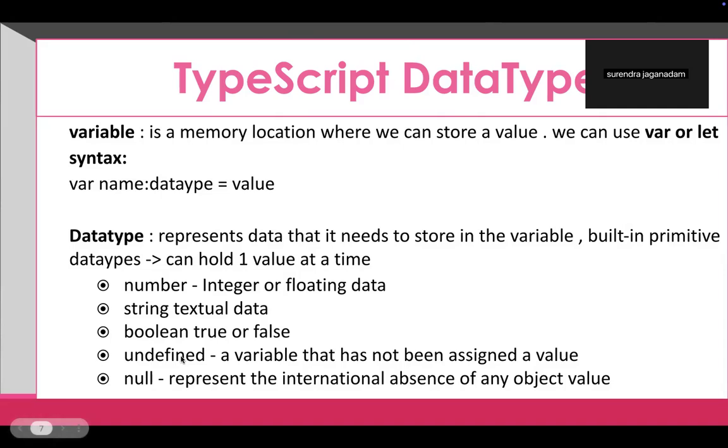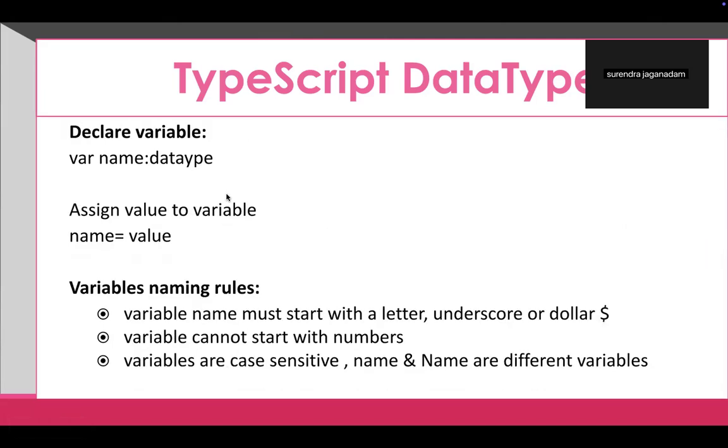And undefined: a variable that has not been assigned any value. If it hasn't been assigned any value, that's going to be undefined. And null represents the intentional absence of any object value. So intentionally I just kept it a null value. Probably at a later point of time I will be assigning a particular value. And in order to define a value for this particular variable, you can declare it first and then assign a value later. And in general, there are certain naming conventions that you need to follow.